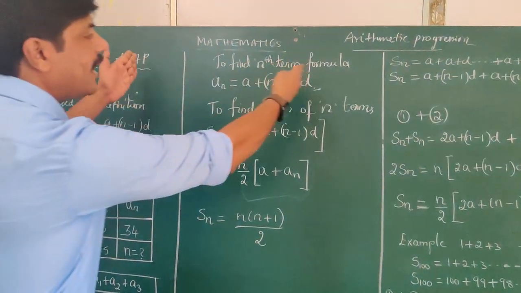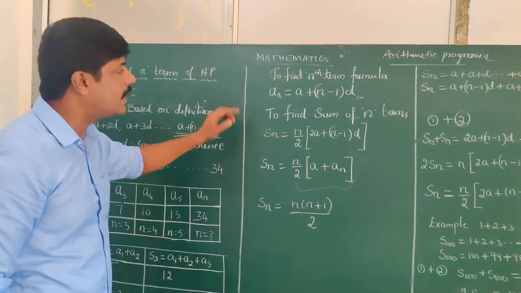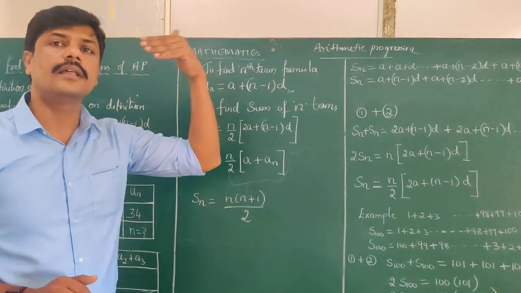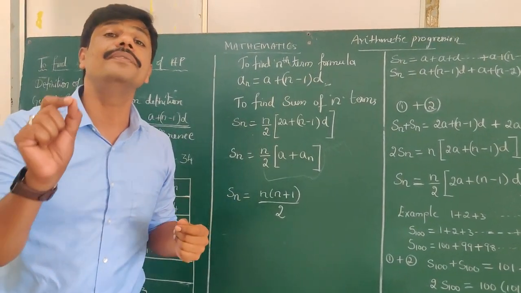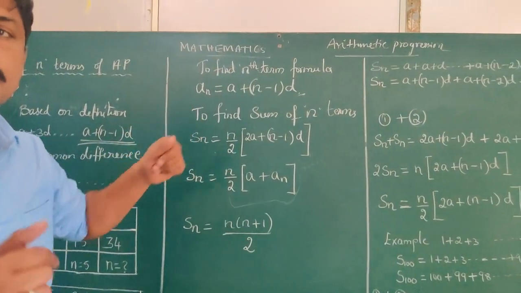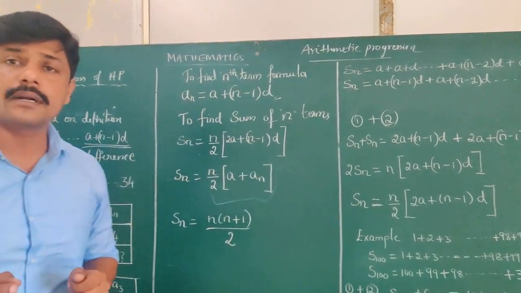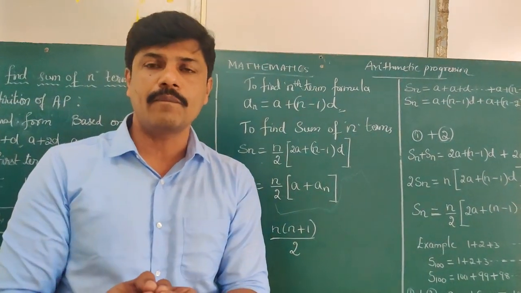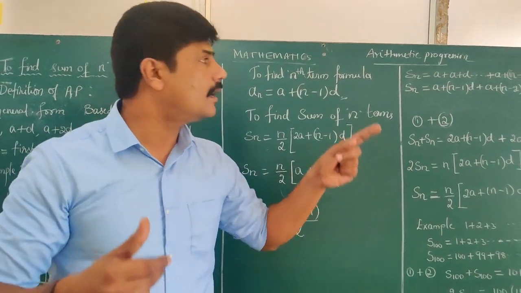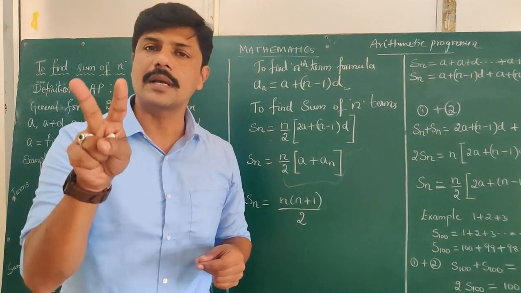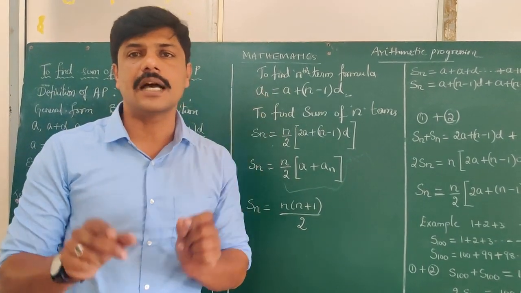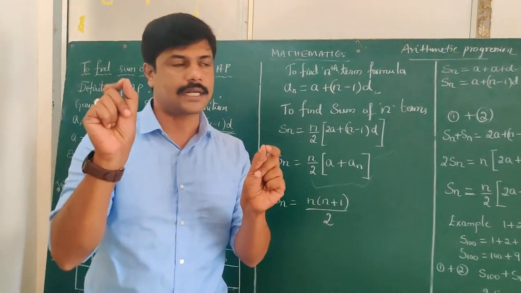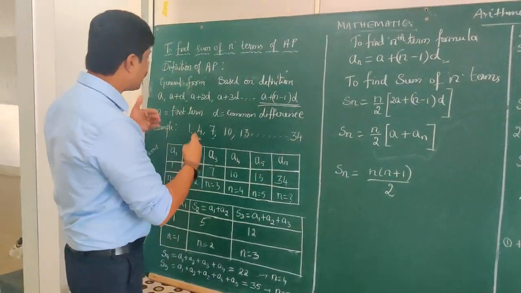So there are four parameters here. an, as you know already, children, is the last term or nth term. a is the first term, n is the number of terms, and d is the common difference. To form a set of AP, we require two things: the common difference and any one number. That number becomes the first term. Understand, children?